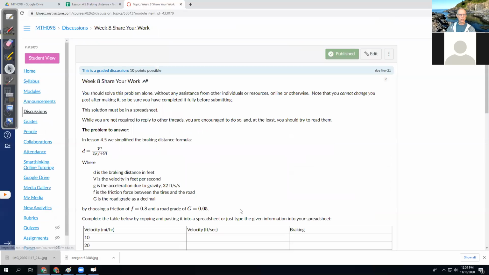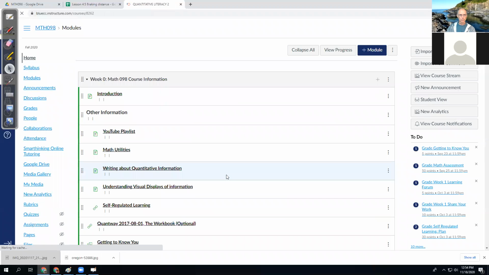So if you still have questions about how to do this in a spreadsheet, I will be glad to go over those in just a little bit. Before that, let's take a look at the homework.